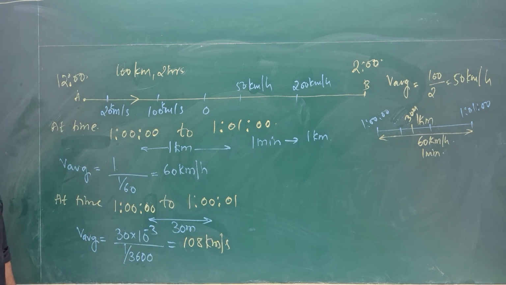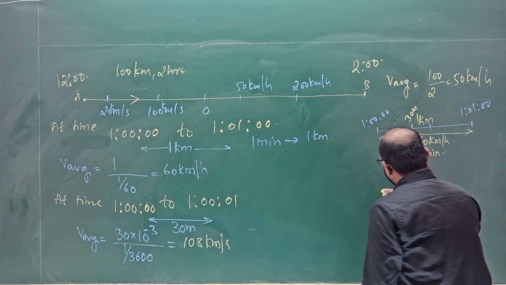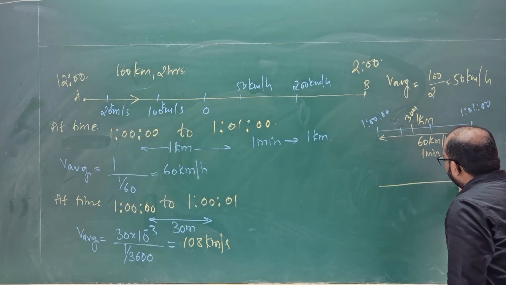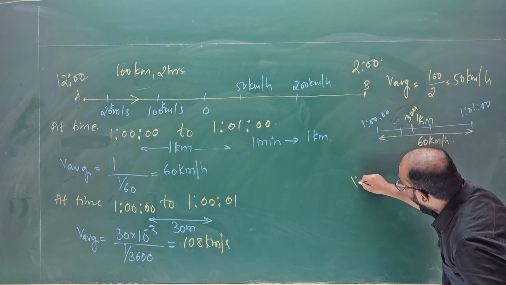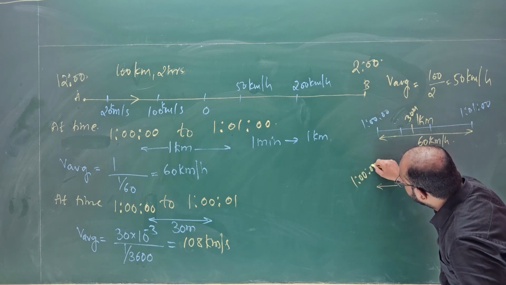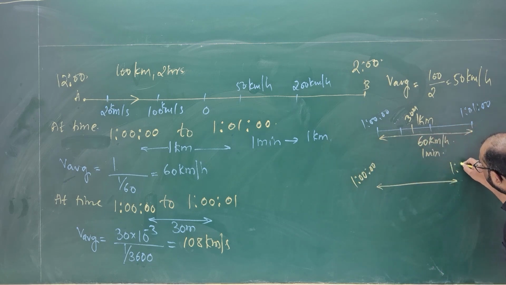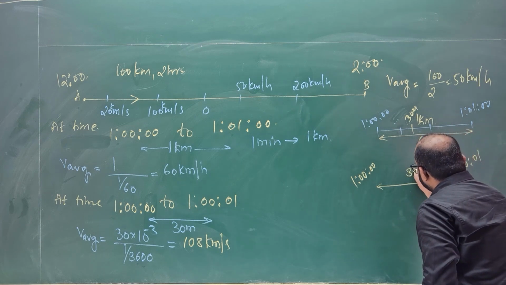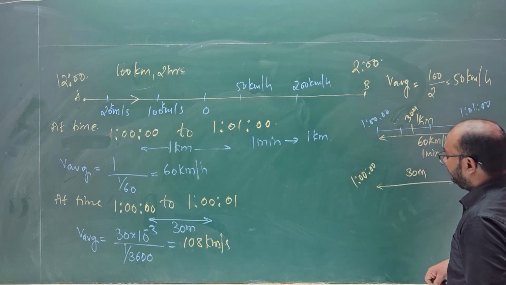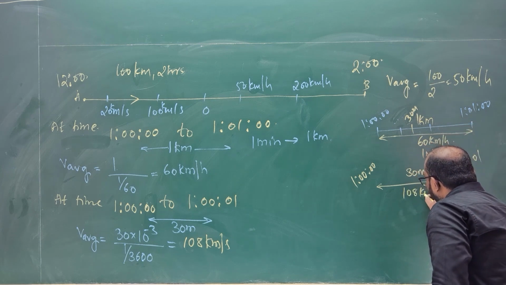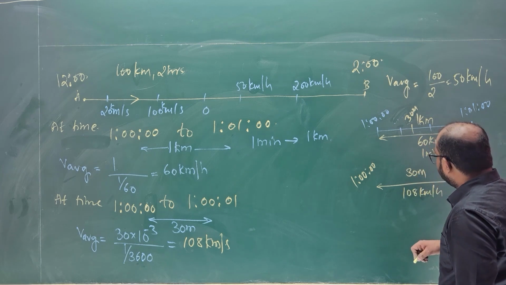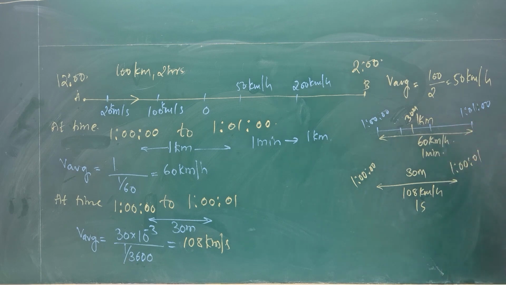Yes or no? Okay. Now let us try to understand what is happening. Between 1 hour 0 minute 0 second and 1 hour 0 minute and 1 second, the body traveled a distance of 30 meters with a speed of 108 kilometer per hour, and the body took how much time? 1 second. Are we moving towards precise values? Yes or no? Can we further decrease the values?